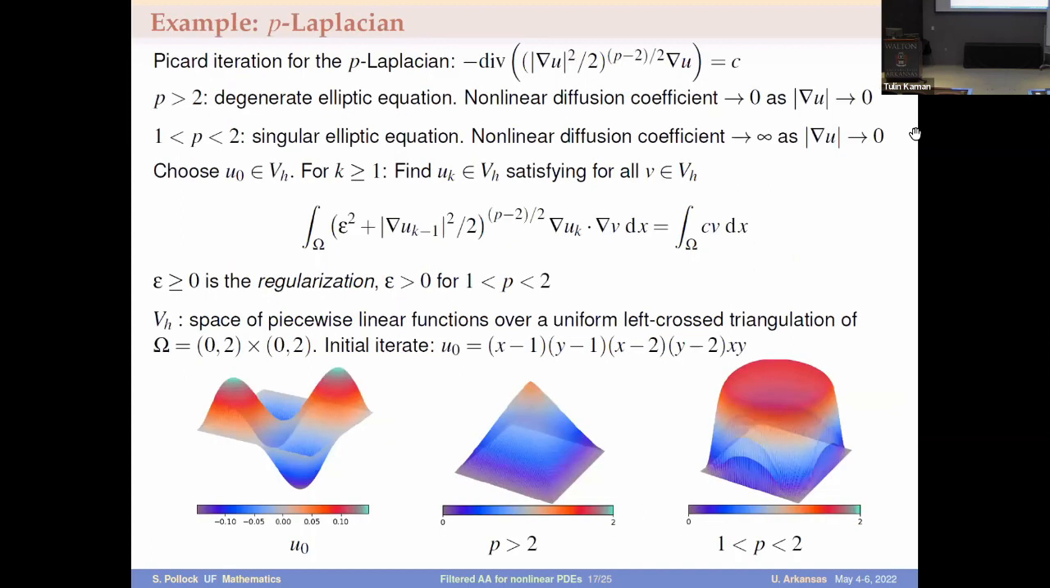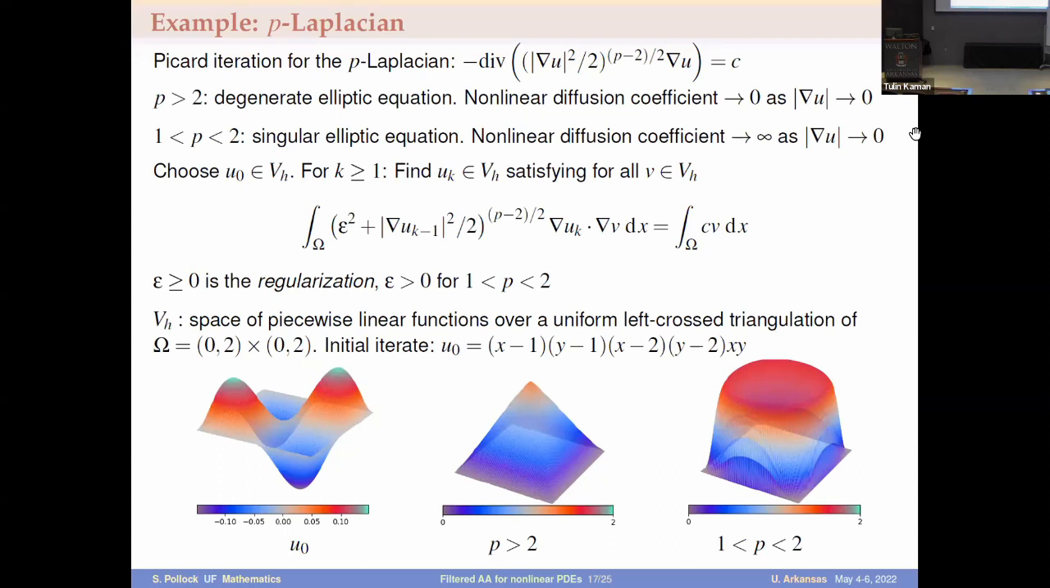So the example I'll use to illustrate these ideas is the P Laplacian, and specifically a Picard iteration for the P Laplacian. For P greater than 2, this is a degenerate elliptic equation. So our nonlinear diffusion coefficient goes to 0 as the gradient of u goes to 0. You see here our diffusion coefficient is based on the gradient of u squared.